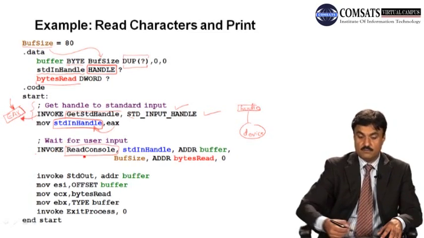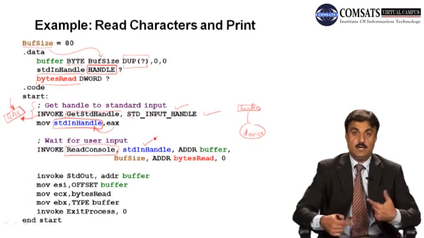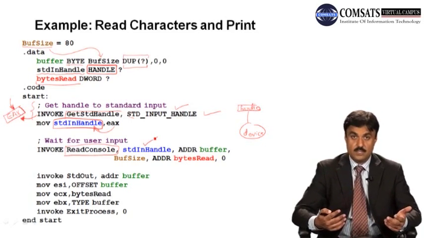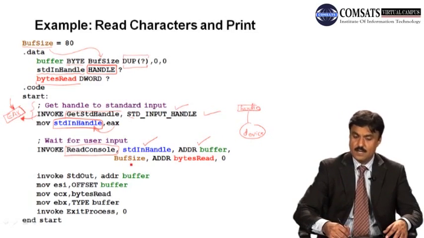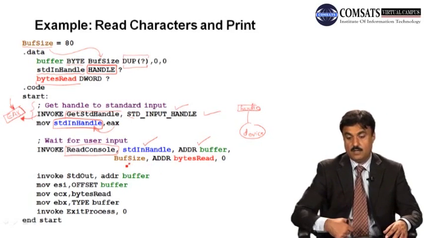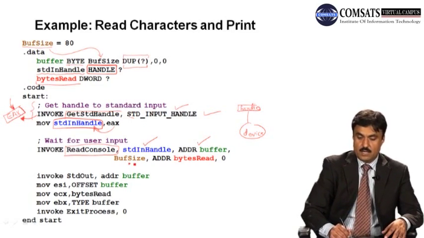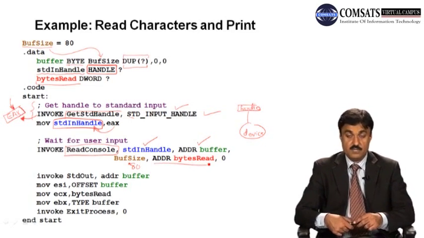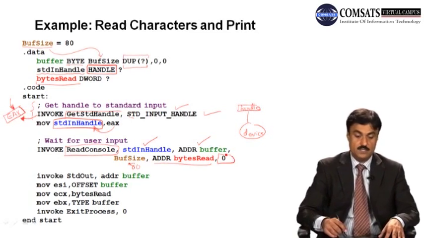This is the Win32 console function, and this is the handle. This handle should be provided in these functions so as to interact with the device. Then the address of the buffer where your data will be stored, and the buffer size, how many characters you want to read. For example, it is 80 that you want to read, and how many characters have actually been read from the input buffer. And this is unused, so it is already 0.